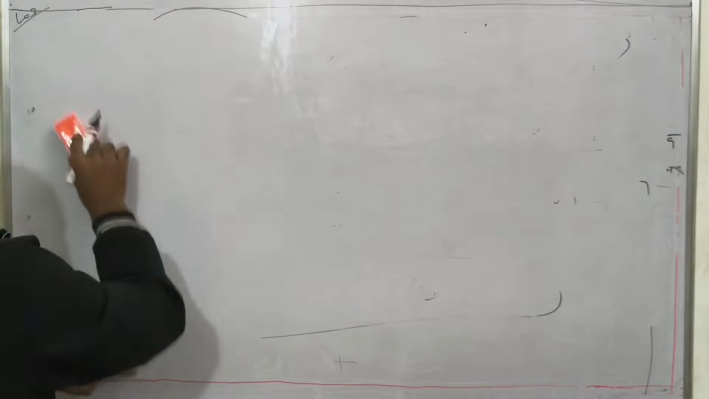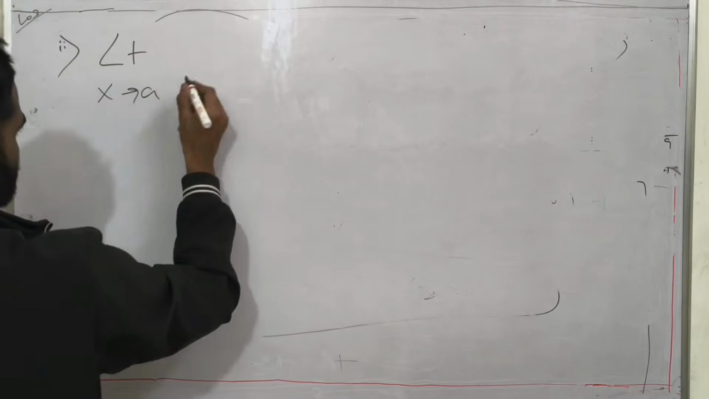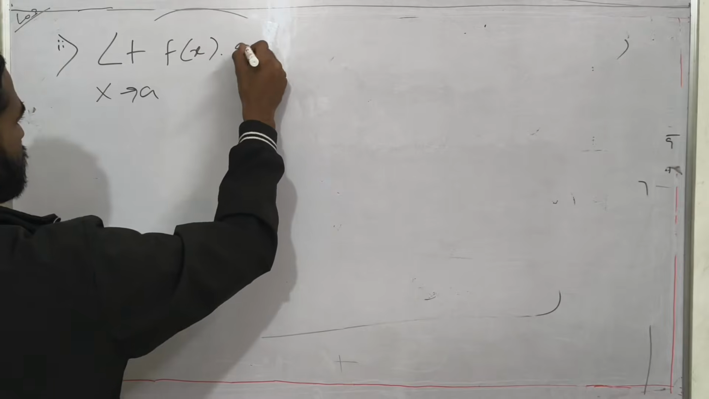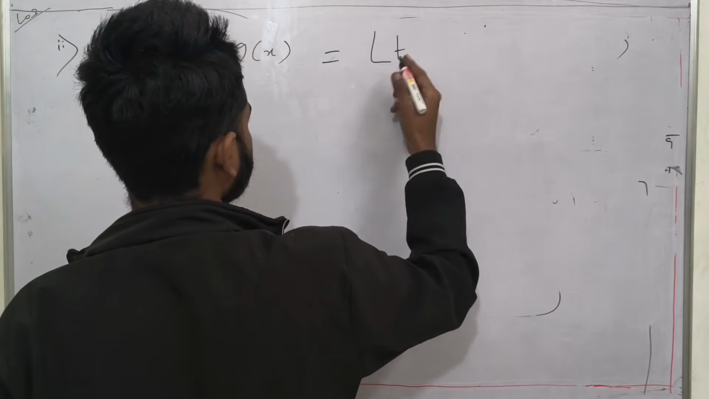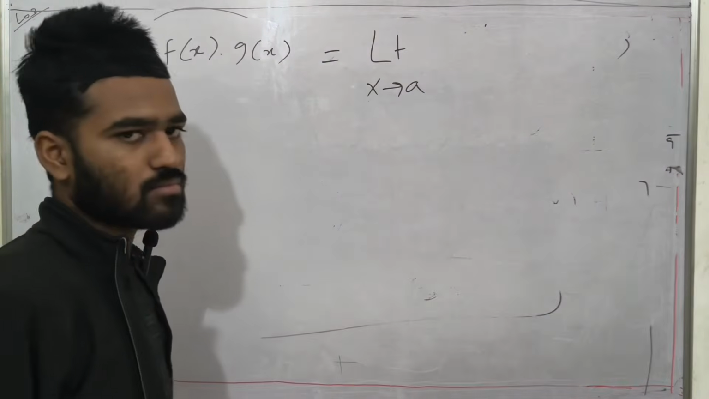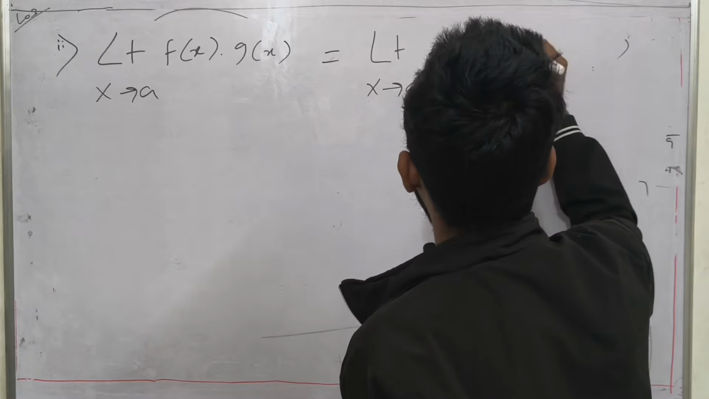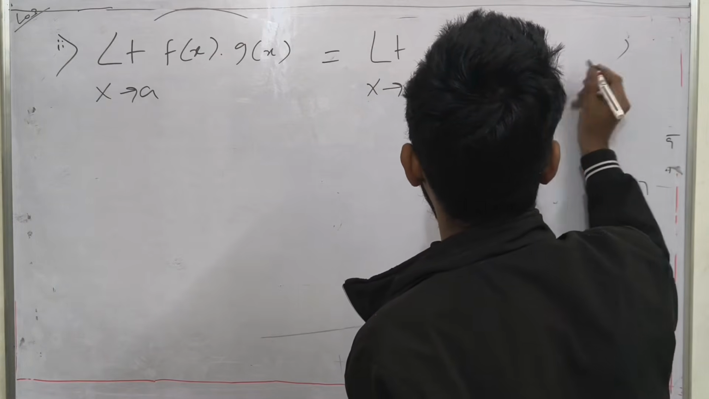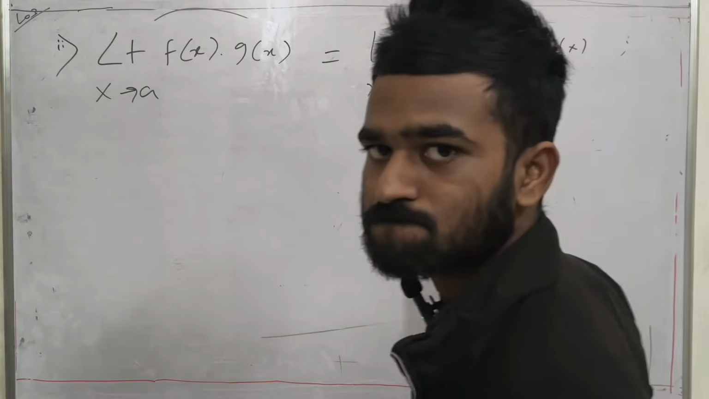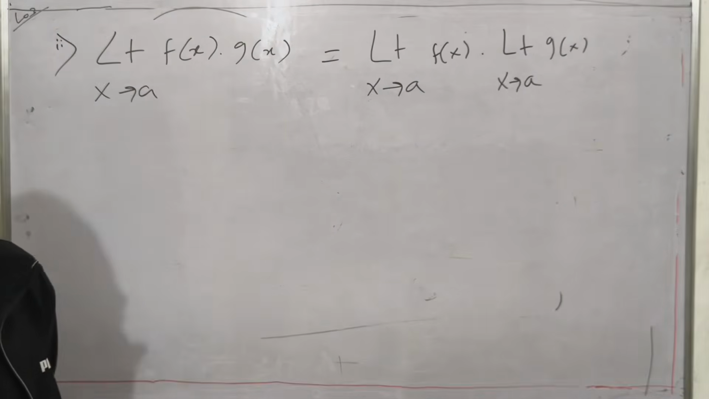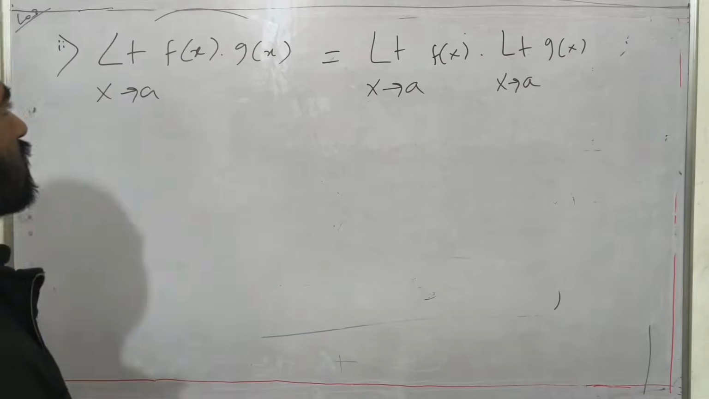Okay, next, second part, second rule: limit x tends to a of f of x into g of x, equals limit x tends to a of f of x into limit x tends to a of g of x. समझ में आ रहा? So this is multiplication of functions.